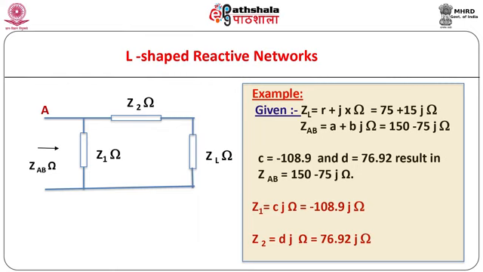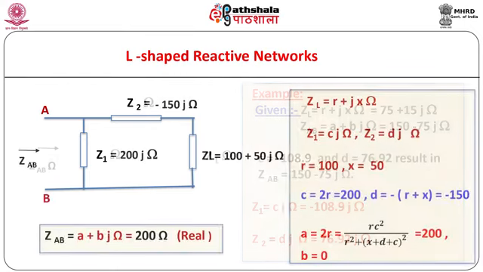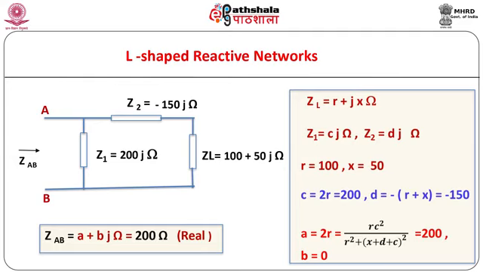One can imagine how cumbersome the numerical computations might be. The relations for A and B stated earlier can be simplified further to discuss some special cases. For example, in the network under consideration, if ZAB is to be real, then one of the easiest ways is to select C equal to 2R and D equal to minus R plus X. With this choice, we obtain A equal to 2R, that is real.